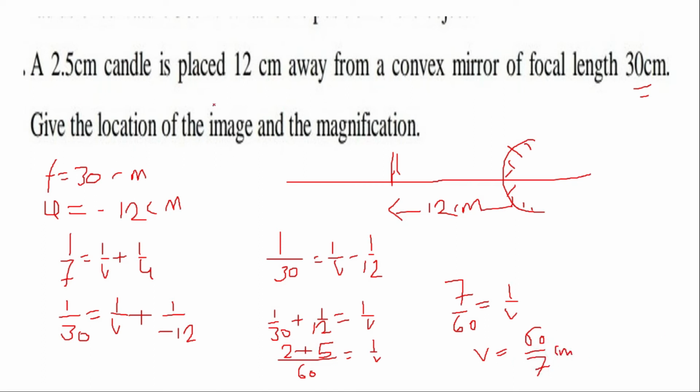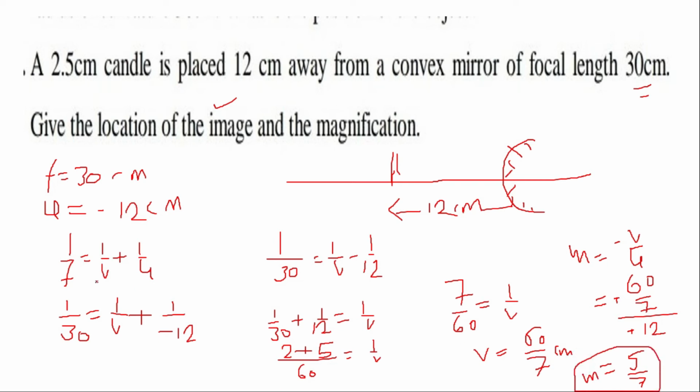So we found the location of image, and magnification m equals to minus v upon u. V is equal to 60 by 7, negative sign same, and u is minus 12. Negative sign cancels this negative sign. 12 5s are 60, so 5 by 7 is the magnification, that means the value of m. I hope you understood all these questions nicely.